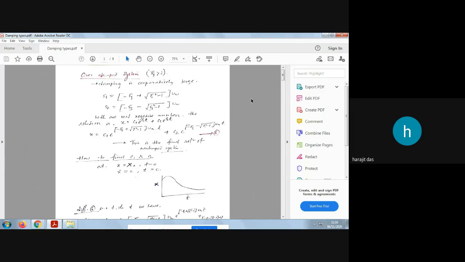So the first category is the overdamped system, where zeta is greater than 1. Then the second one is the critically damped system, where the zeta value is equal to 1. And the third category is the underdamped system, where the zeta value is less than 1.